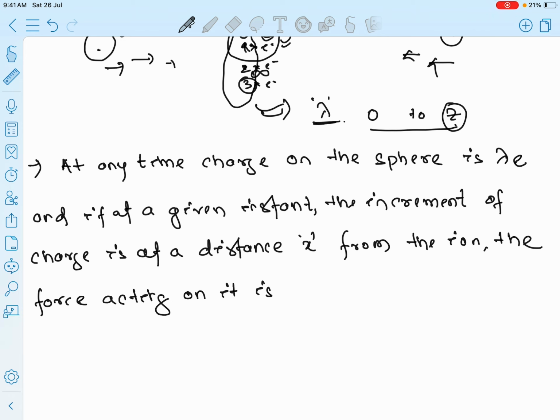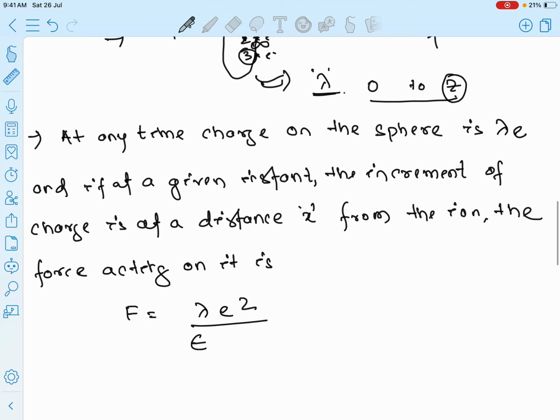What did I say? The two charged particles are approaching each other. Let us say the distance between the ions is x, and the charges on each ion are lambda E. Lambda would have some value, 1, 2, 3, something like that. So what would be the force acting between them? F is equal to (lambda E)^2 divided by epsilon, obviously the dielectric constant will be there, x squared.